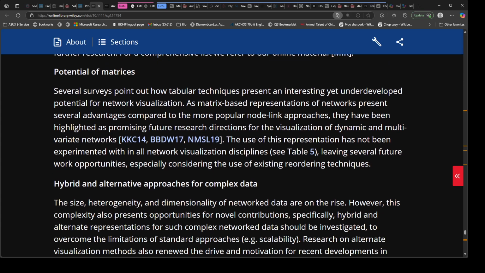Potential of matrices. Several surveys point out how tabular techniques present an interesting yet underdeveloped potential for network visualization. As matrix-based representations of networks present several advantages compared to the more popular node-link approaches, they have been highlighted as promising future research directions for the visualization of dynamic and multivariate networks, KKC 14, BBDW 17, NMSL 19. The use of this representation has not been experimented with in all network visualization disciplines, see Table 5, leaving several future work opportunities, especially considering the use of existing reordering techniques.